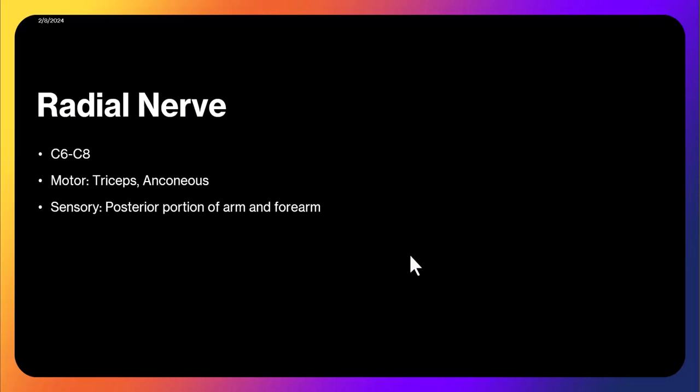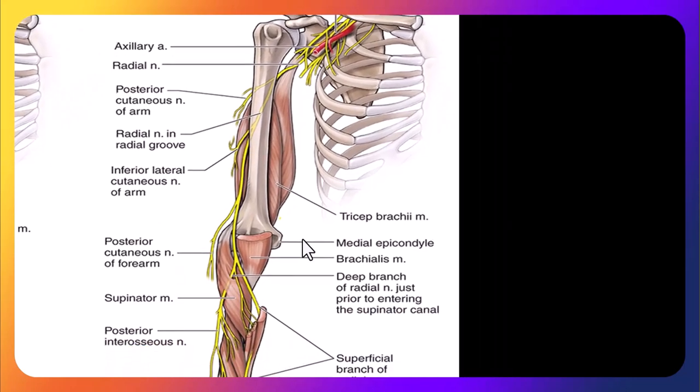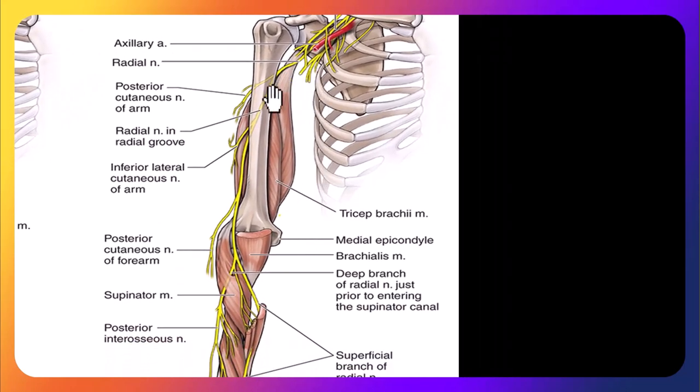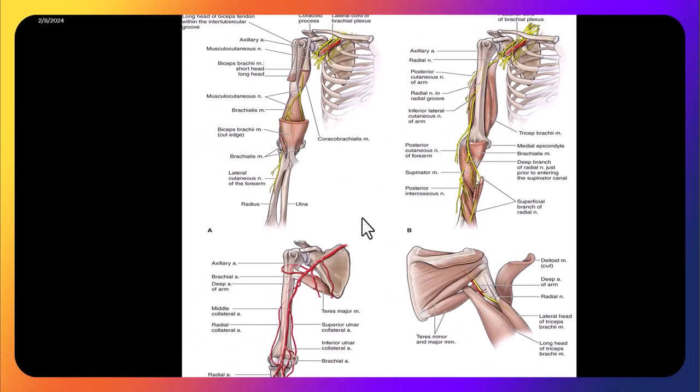The radial nerve is going to be roots C6 through C8. The motor innervation will supply the triceps and the anconeus, and the posterior portion of the arm and forearm for sensory responsibilities. So if we look here, this is the radial nerve. You'll see that it goes posteriorly to the humerus, so we're going to supply the triceps brachii here and the anconeus, which is small, but it sits back in here. It will also supply the posterior aspect of the arm.